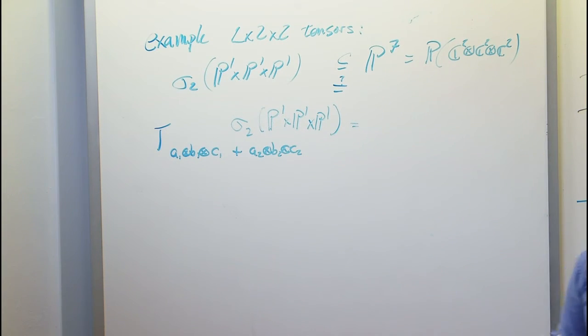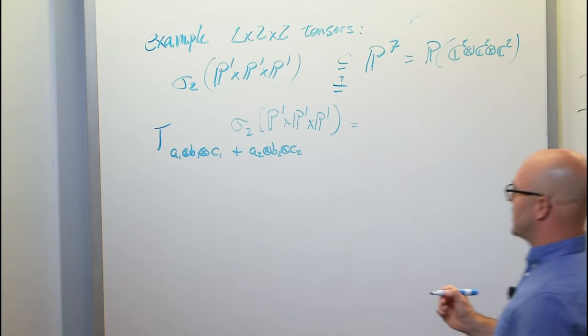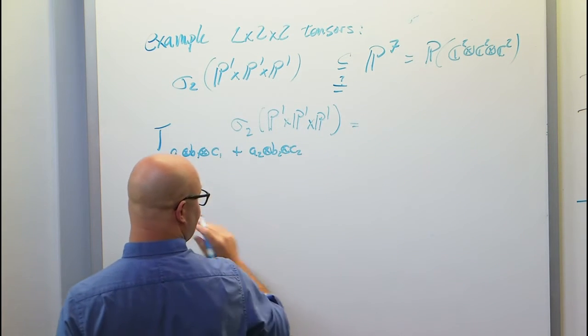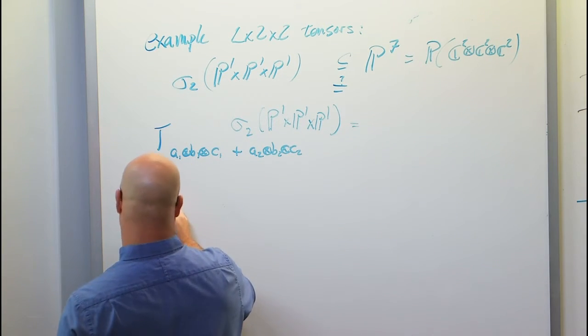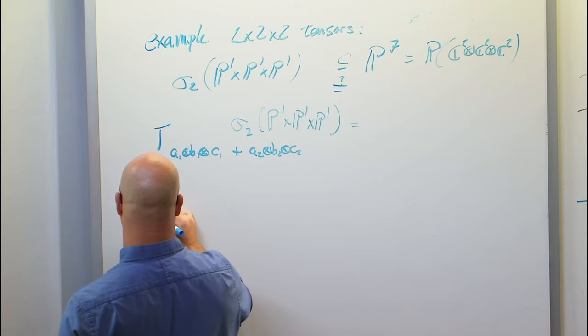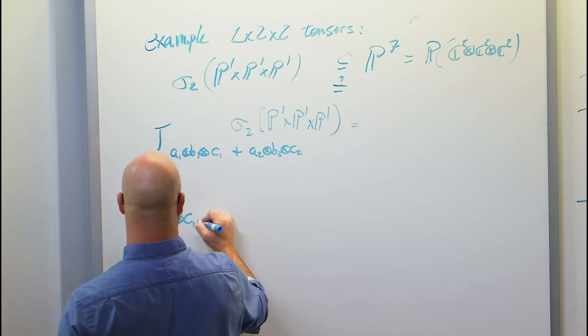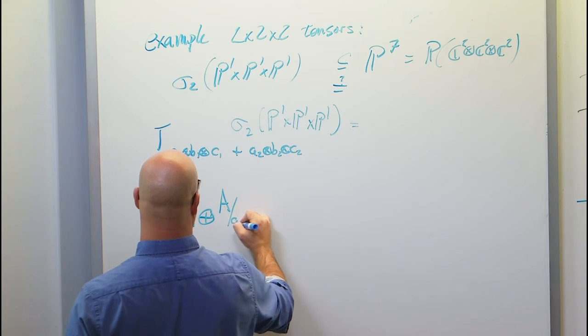Okay, so I apply Terracini's lemma. This says that I need to take the sum of tangent spaces. This tangent space is going to be A1 tensor B1 tensor C1, direct sum with A mod A1.